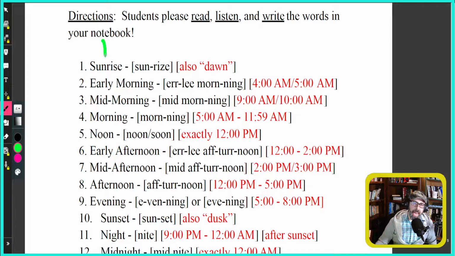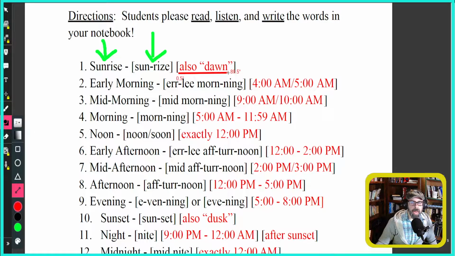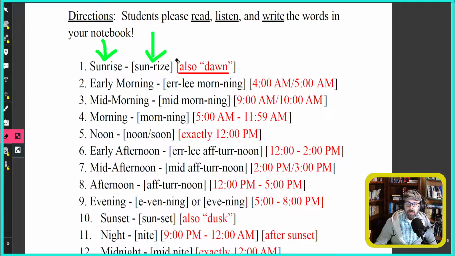You will see the vocabulary word first, written and spelled correctly. Then you will see the pronunciation. I have written the word with the different sounds separated, and how many syllables. And we have some notes at the end. You'll see some notes about maybe a different name for the vocabulary word, or the time associated with something, like early morning being somewhere around 4 a.m. or 5 a.m. So there's some information here if you want to write or copy.